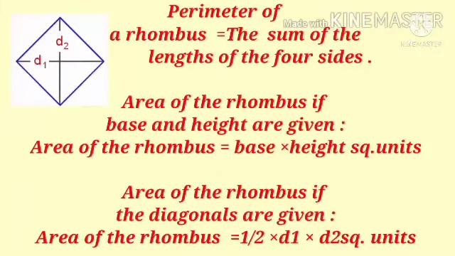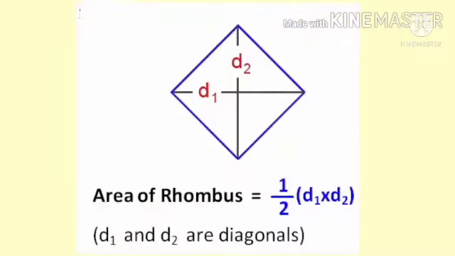The perimeter of a rhombus is the sum of the length of the 4 sides. Area of the rhombus, if base and height are given, is base into height square units. And the area of the rhombus, if the diagonals are given, is 1 by 2 into d1 into d2 square units. That is 1 by 2 into product of diagonals square units.